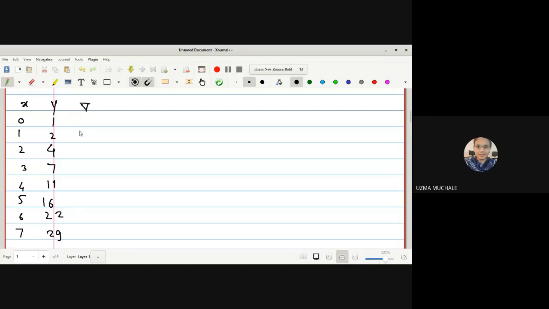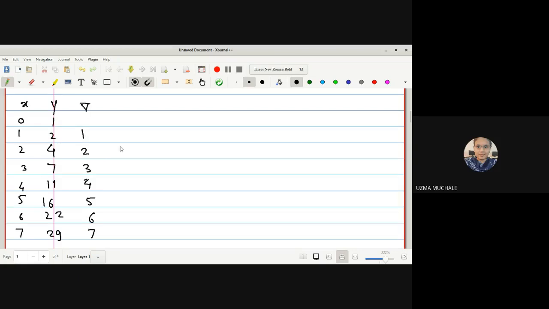For backward difference, we have to subtract these consecutive values. 2 minus 1 will be 1. Again, 4 minus 2 is 2. 7 minus 4 is 3. 11 minus 7 is 4. The difference between 16 and 11 is 5, between 22 and 16 it is 6. The difference between 29 and 22 is 7. I have written the differences in between the values.